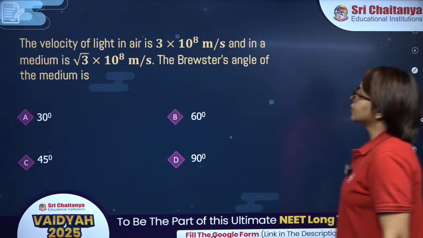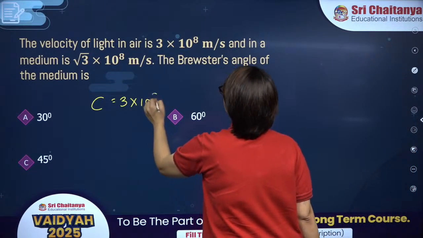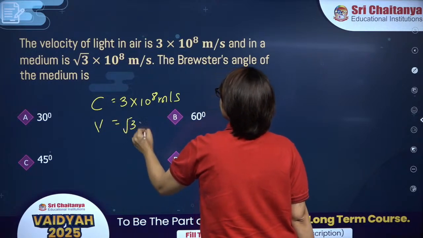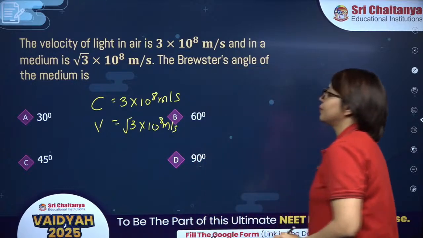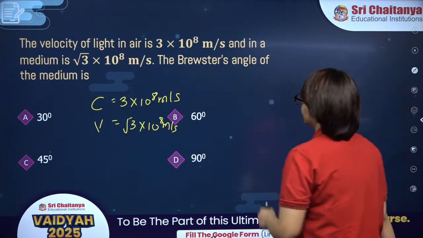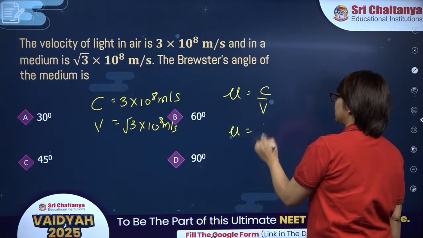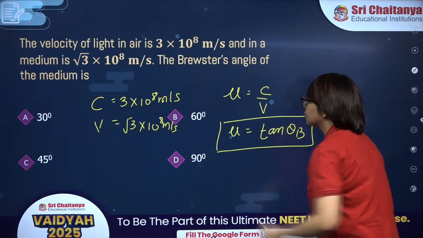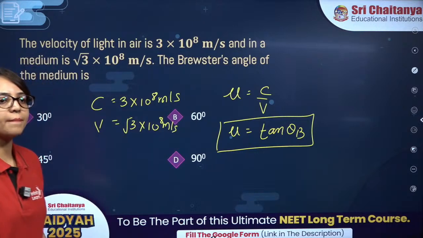Next is this one. The velocity of light in air is 3 into 10 to the power 8 meter per second, and in a medium it is root 3 into 10 to the power 8 meter per second. What is the Brewster angle of the medium? So mu is equal to c by v, and mu is equal to tan of theta B, where theta B is the Brewster angle. Try this one, everyone.